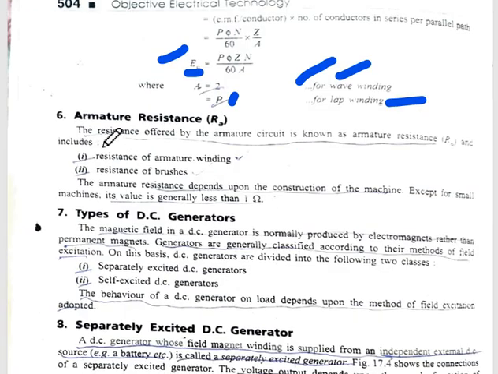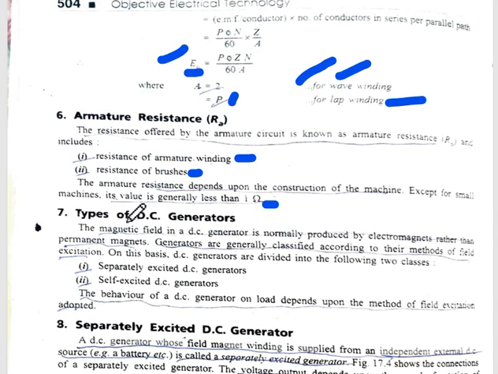Armature resistance. The resistance offered by armature current is known as armature resistance. It includes resistance of armature winding and resistance of brushes. The armature resistance depends upon the construction of the machine, except for small machines its value is generally less than 1 ohm.